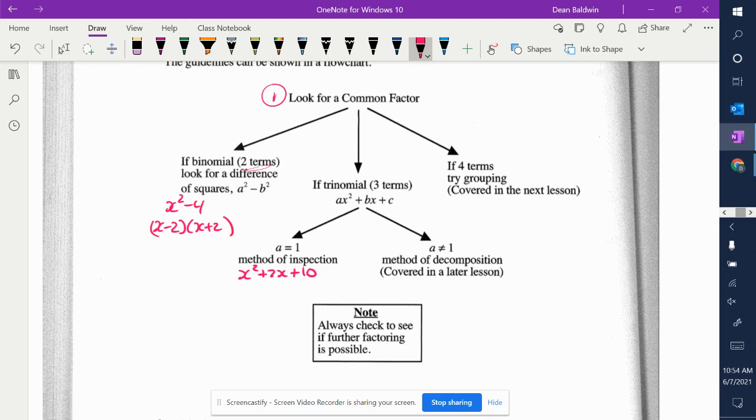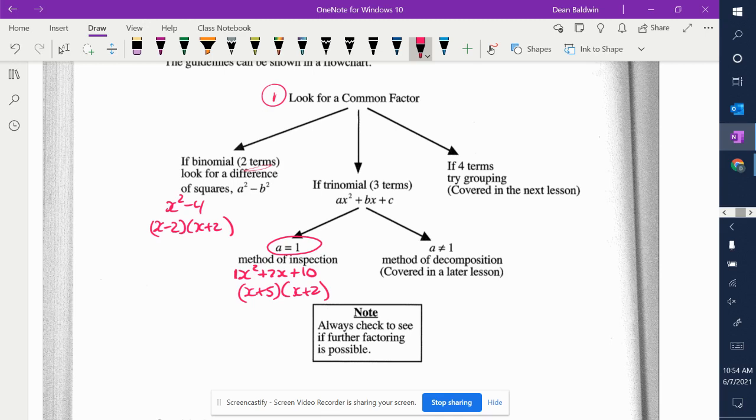What's the factored form of this? Well, what multiplies to 10 and adds to 7? 5 and 2, so it becomes (x plus 5)(x plus 2). This is if a is equal to 1, i.e. the number in front of the x squared is a 1. Okay. When a is not equal to 1, we use decomp. We're going to learn that tomorrow. Okay. And if there's 4 terms, we'll try grouping. Again, we'll learn that tomorrow as well. So these ones will be tomorrow.